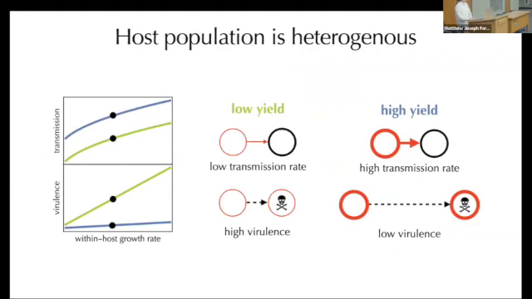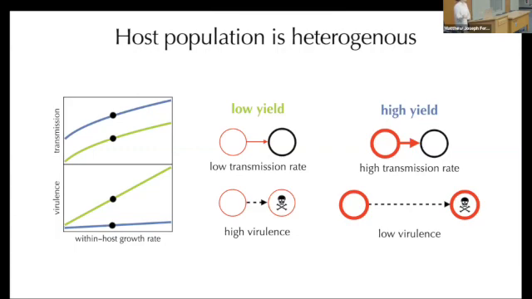To get at this question, I developed a mathematical model for a simple case where I'm considering just two different host types. One has a low transmission rate when infected, and it's not infectious for very long because it's experiencing high virulence. On the other hand, I have a host that has a high transmission rate and is more tolerant of the infection, so it's experiencing lower virulence and is infectious for a longer period of time.